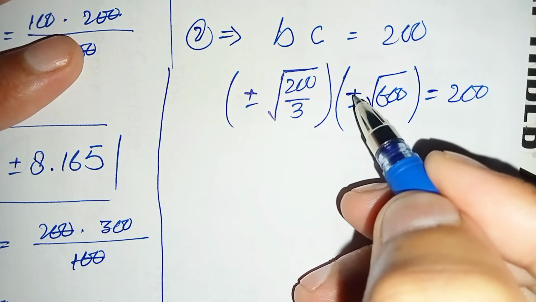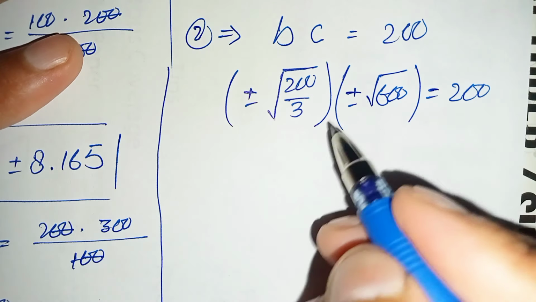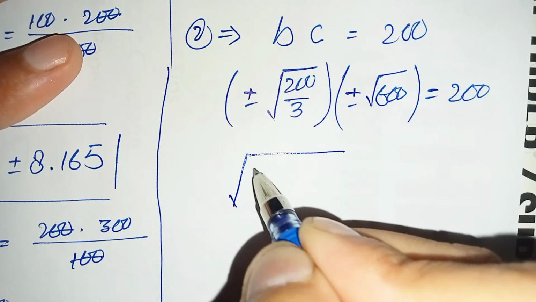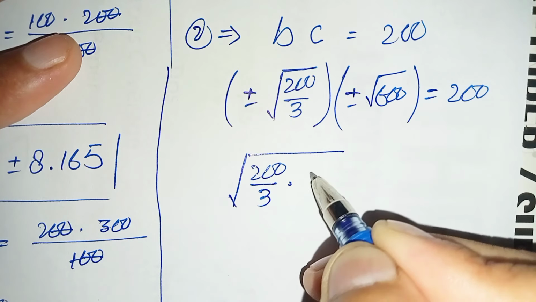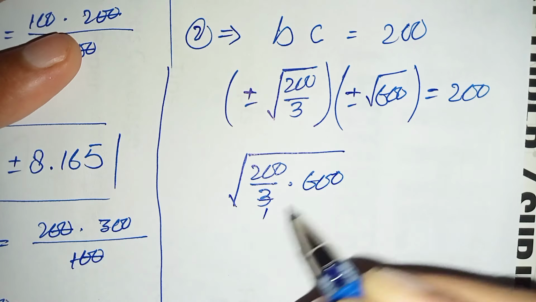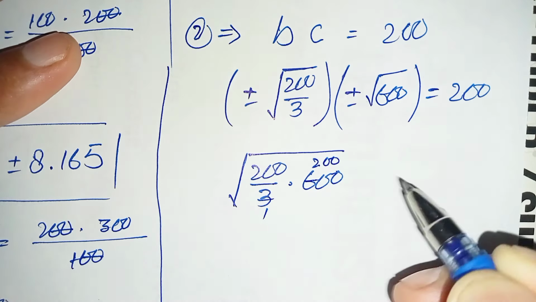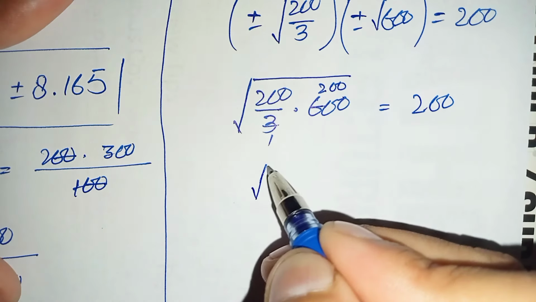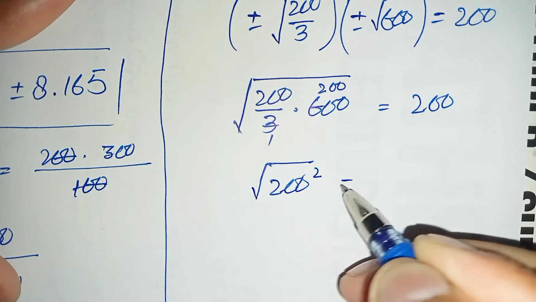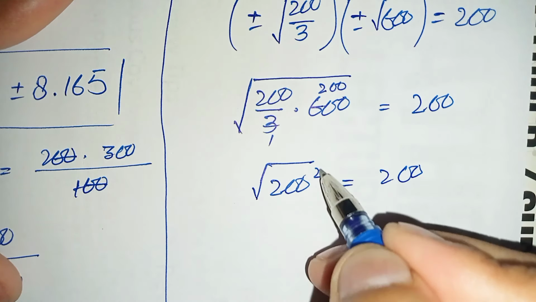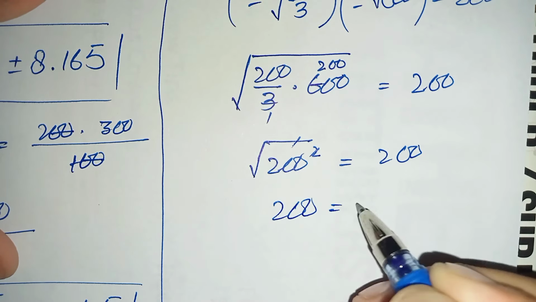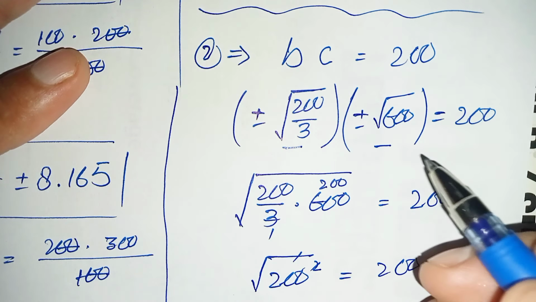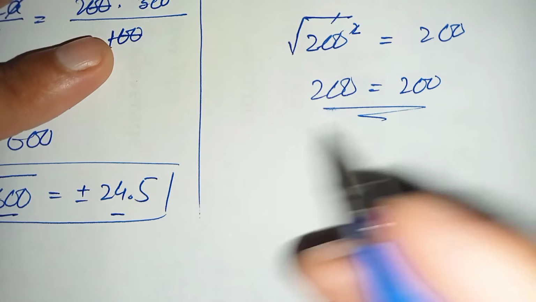Now again, positive times positive is positive, negative times negative is positive. So it will become positive. And we will rewrite these two numbers under one square root. So this will become square root of 200 divided by 3 times 600. So here 3 times 2 is 6, so this will become 200 times 200. Now we can write this in square form as square root of 200 square, so we cancel this square with this square root. So 200 is equal to 200. Now since both sides are equal, it means that the values of b and c are exact and correct.